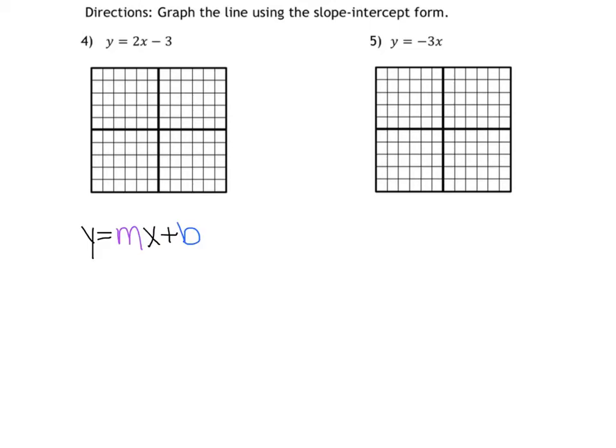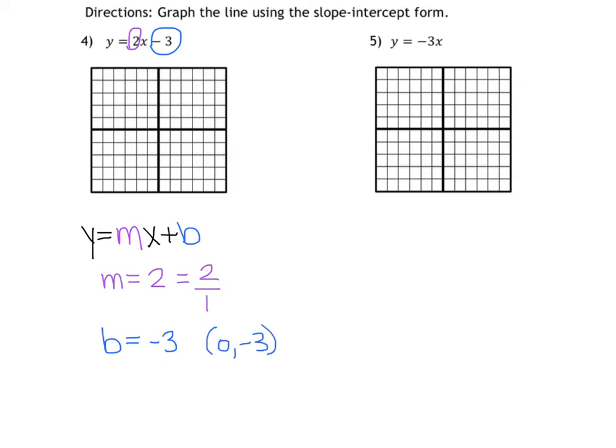So let's first identify our slope, our m. Your m is always the number in front of your x. So your m is equal to 2, and you want it in a rise over run form, so you want it as a fraction. So it's 2 over 1. Now let's identify our b. And our b is equal to -3. So our coordinate would be 0, -3.